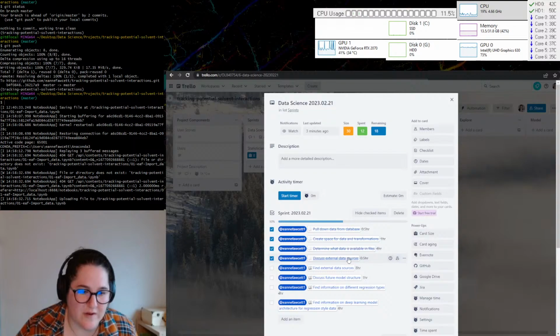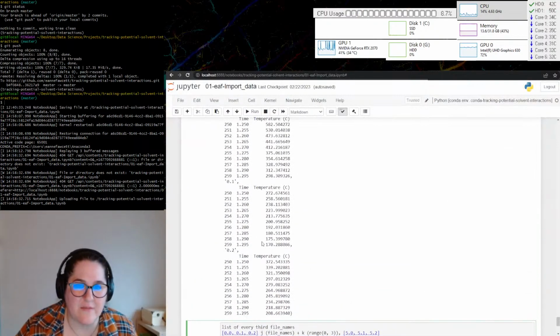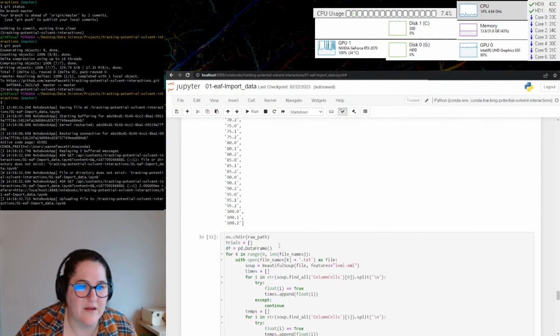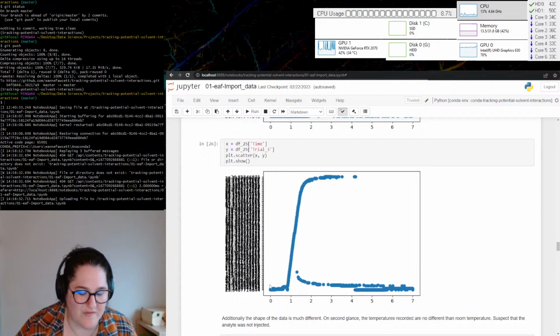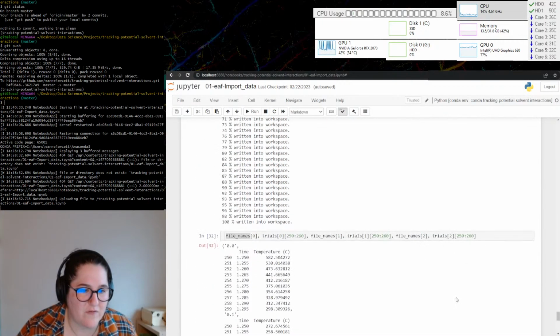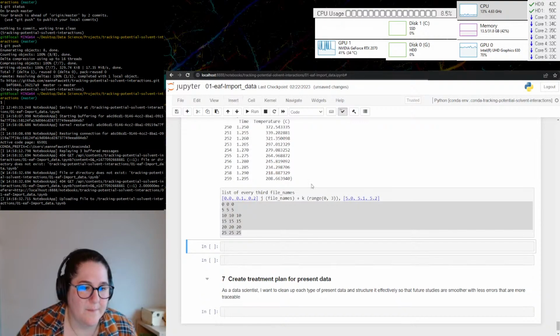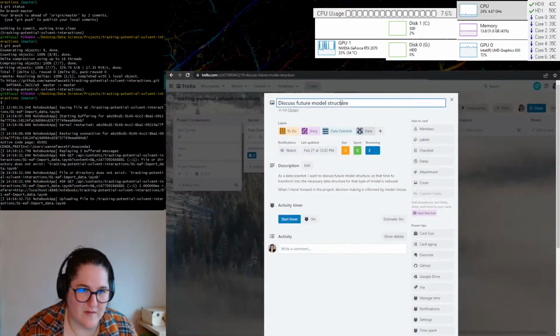I know that we already did one of these, discuss external data sources. The next thing that I would like to do is actually future model structure. Okay, so here we know that we have linear type data. And by linear type data, we have some raw examples of a graph here. While it's not linear, we do know that we have 2 different variables that are moving by floats. And whenever you have 2 variables moving by floats, let's go ahead and title this discuss future model structure.